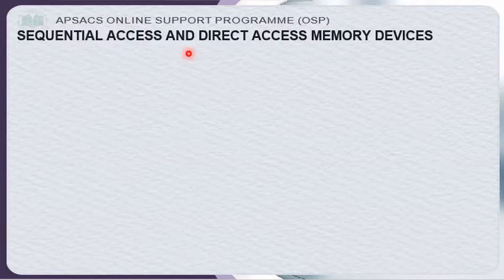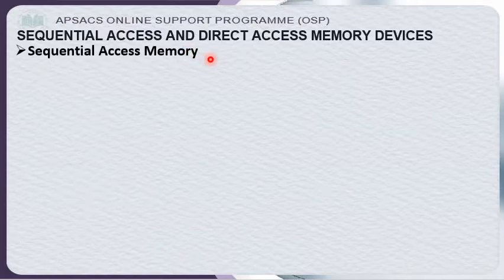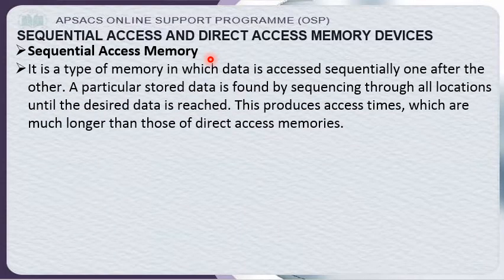Sequential access and direct access memory devices. So let's start with the sequential access memory. As its name shows, the content or data will be stored on a sequential access memory in a series, or in an order, or in a sequence. It is a type of memory in which data is accessed sequentially, one after another. The data is stored on a sequential memory in that pattern.